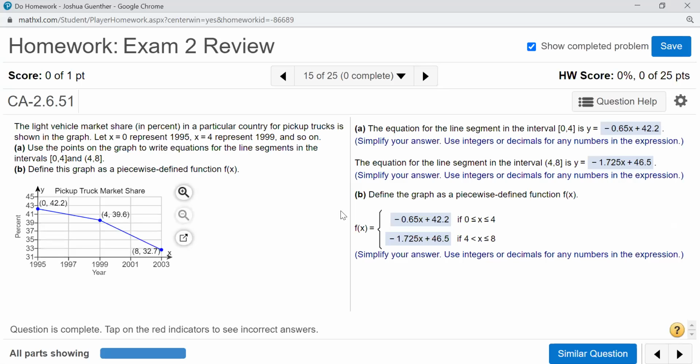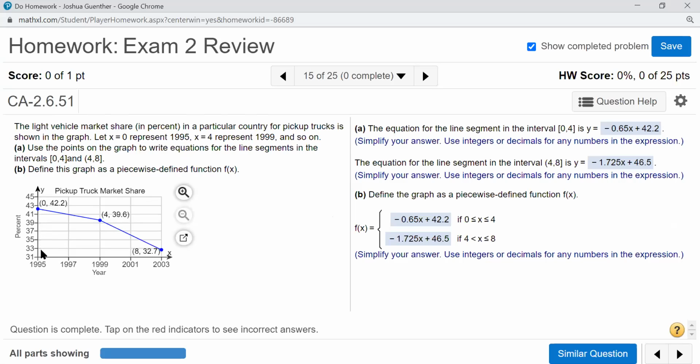So maybe I'll just show you what's going on with this one. I'll just put my screen on it. Okay, so this is an application problem. The light market vehicle share of a particular country for pickup trucks is shown in the graph.